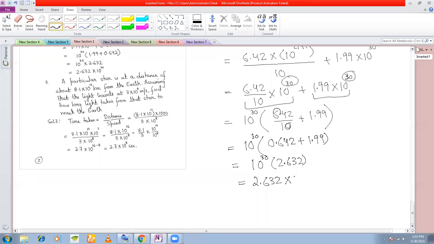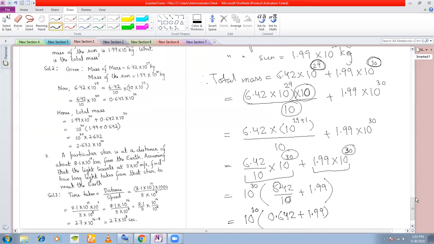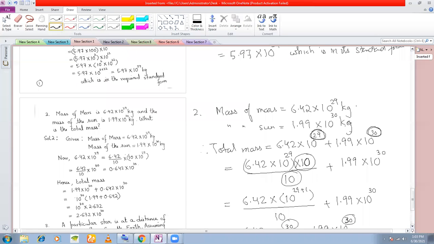2.632 into 10 to the power of 30 kg. That is your answer. Now see how simple it becomes. I had such big numbers. If I had written them in usual form, I would have had so many zeros, and I would have had to write them again.